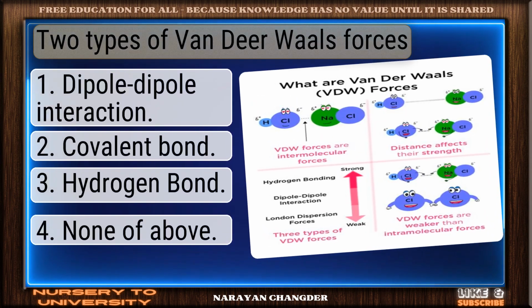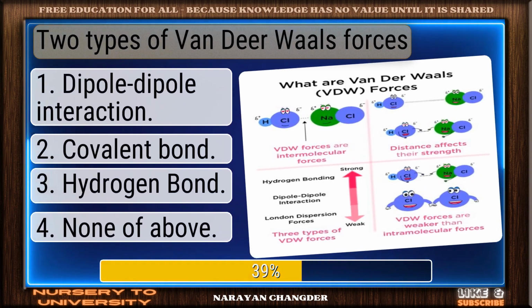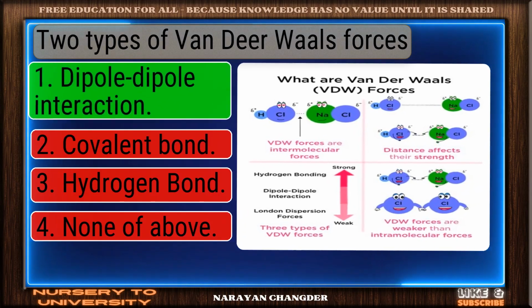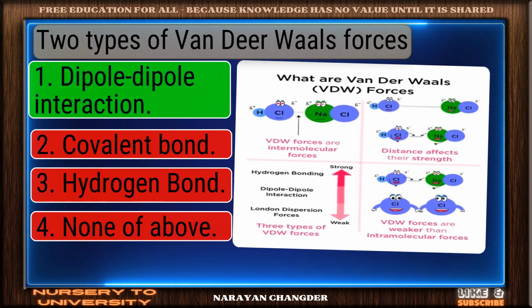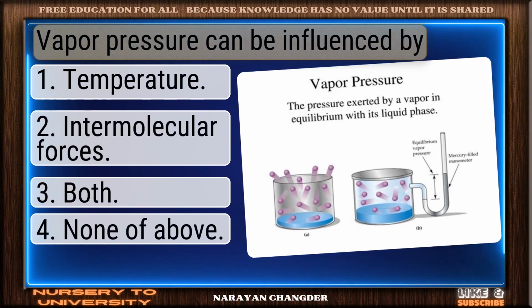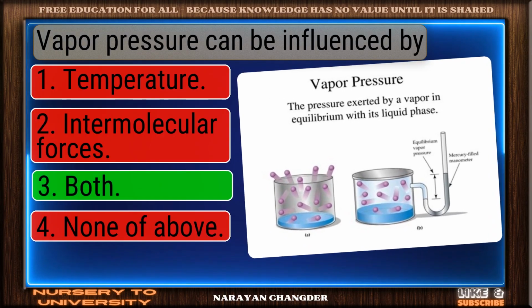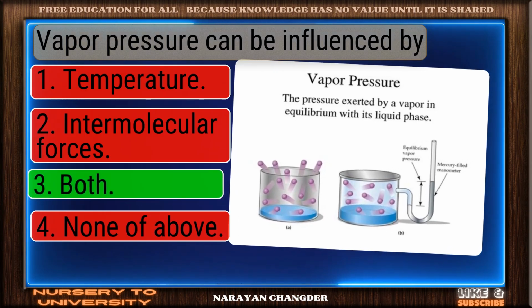Two types of van der Waals forces. You're right. Dipole-dipole interaction is the correct answer. Vapor pressure can be influenced by. Perfect. Both is the correct choice.